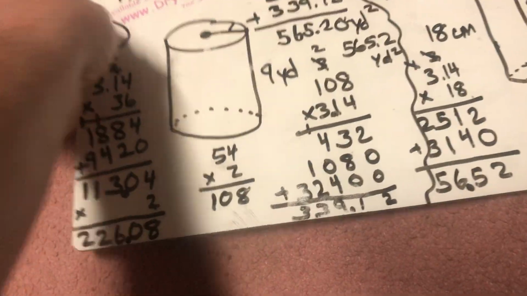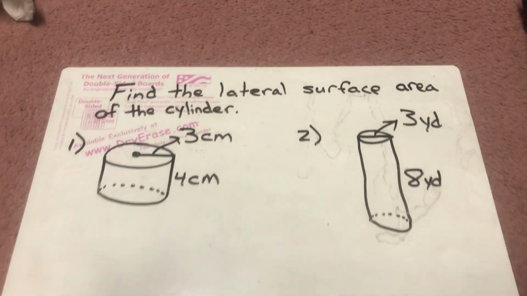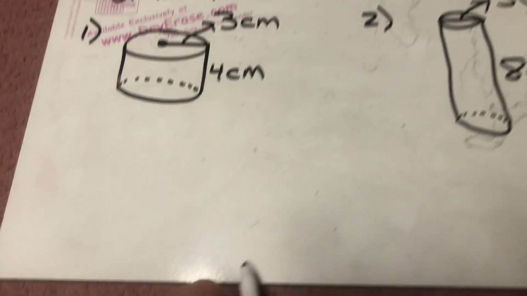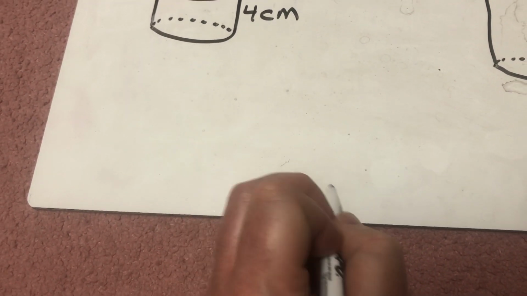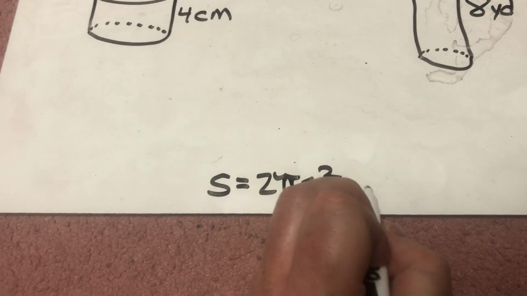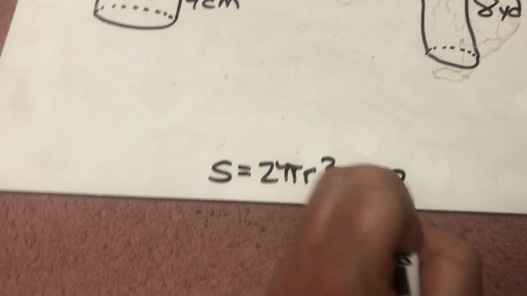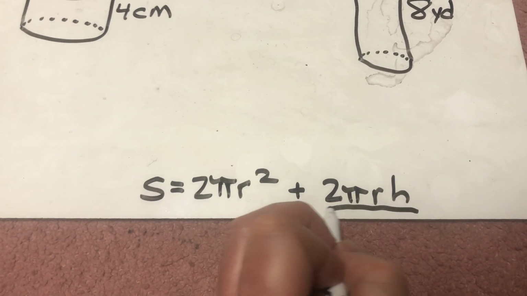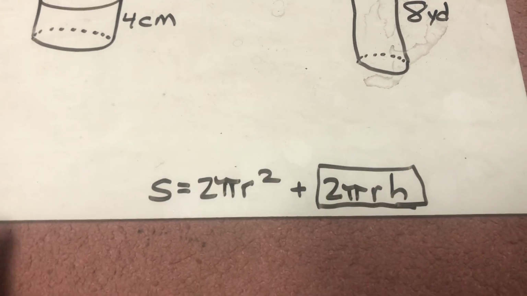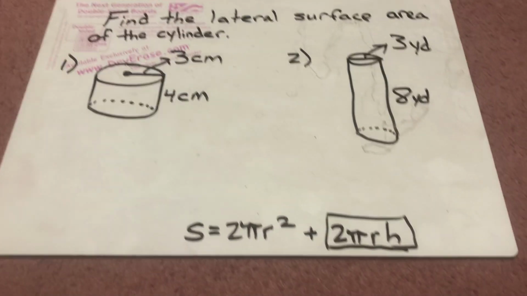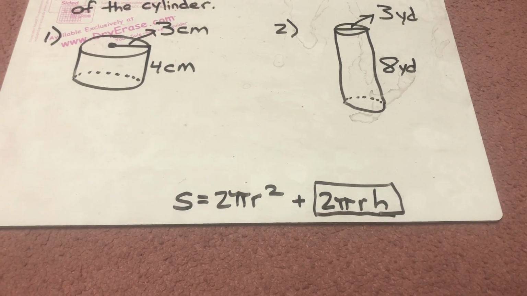All right, let's move on to the second part of our video, where we're focusing on finding the lateral surface area. Now remember, the surface area of a cylinder equals 2 times pi times radius squared, that's the 2 circles, plus 2 times pi times radius times height, which is the lateral surface. So we're only focused on that part, 2 times pi times radius times height, when we talk about finding the lateral surface area of the cylinder.